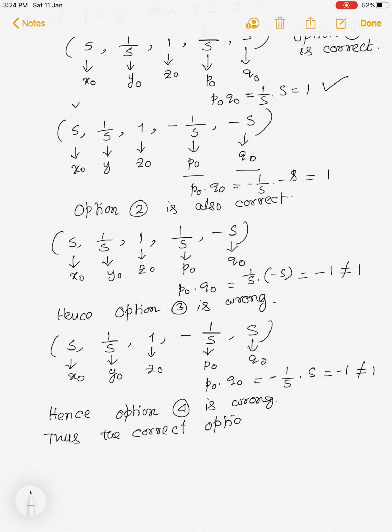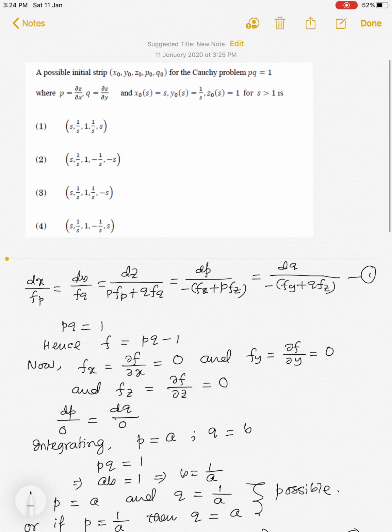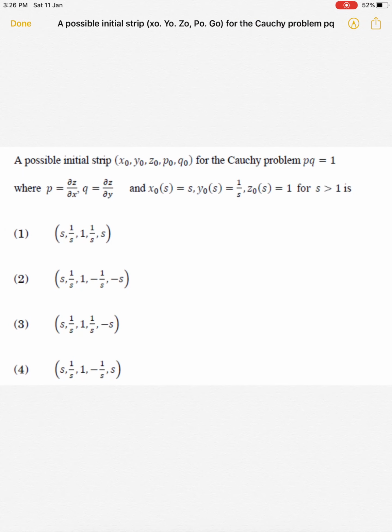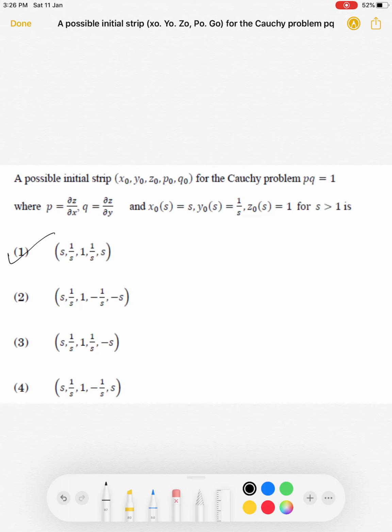Thus the correct options are 1 and 2. Option 1 is correct and option 2 is correct.